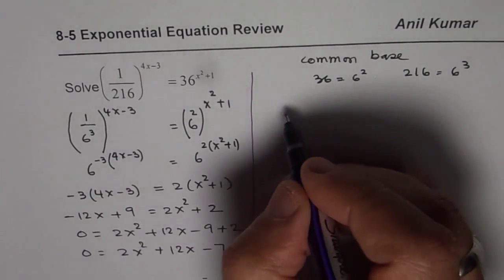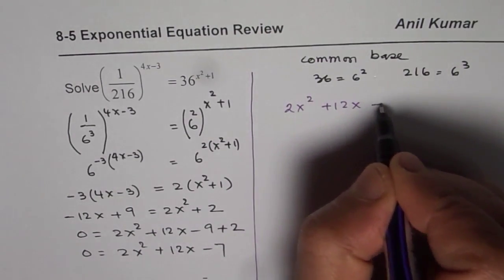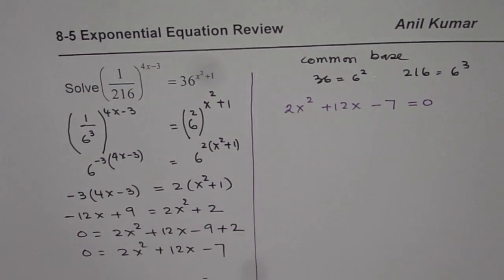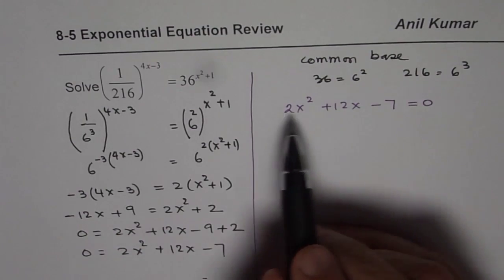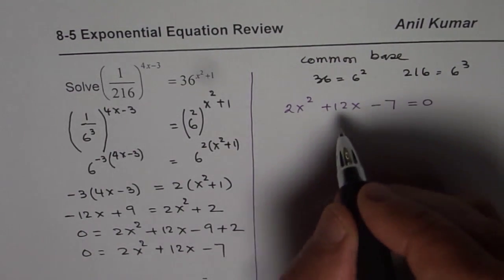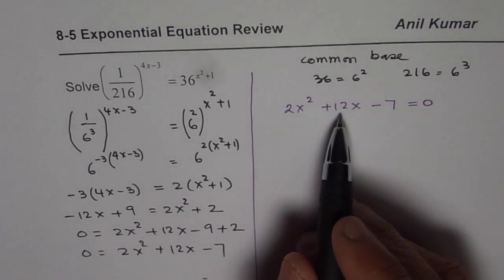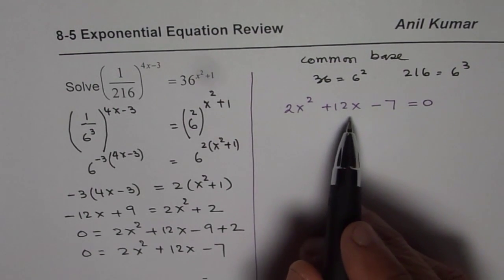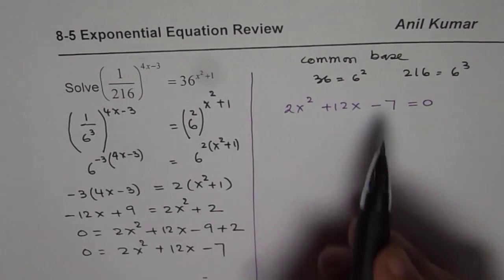Now let me write down the quadratic equation, which is 2x squared plus 12x minus 7 equals 0, of course. To factor this equation, we need two numbers whose product is minus 14 and sum is 12. Well, 14 is 2 times 7. When we add them, we don't get 12. Or 14 times 1, we don't get 12. So that doesn't really work. And therefore, we need to apply the quadratic formula to solve this.